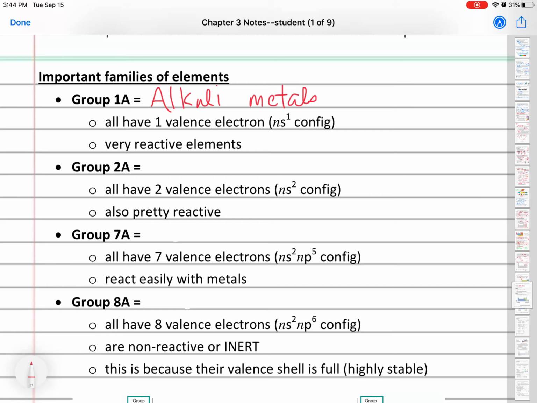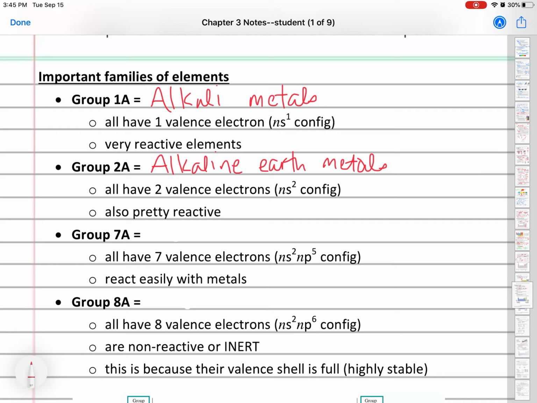Hydrogen, though, is very flammable. But like sodium, which is in group 1, you put sodium in water and it basically explodes. It reacts very violently. Group 2A are the alkaline earth metals, and they all have 2 valence electrons, and they're also pretty reactive.